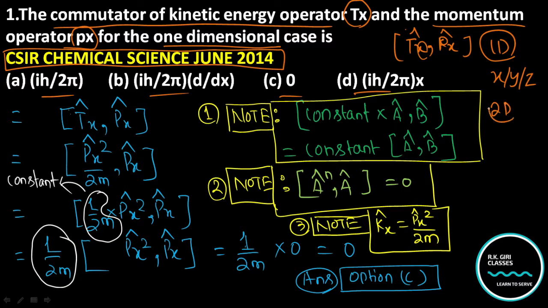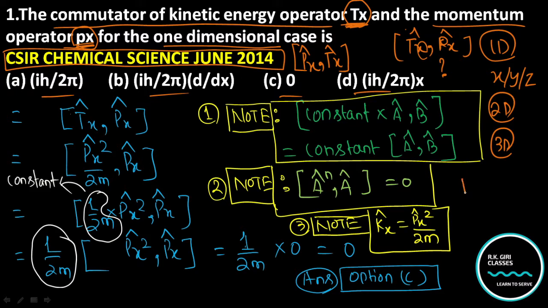For 2 dimensional, you have to take 2 axes. For 3 dimensional, you have to take 3 axes. Now coming to the point, if the question were Px, that is momentum, commutator with the kinetic energy, it would be represented like this. But according to this question, you have to find the commutator of the kinetic energy with the momentum operator. That means you have to find this value, right?